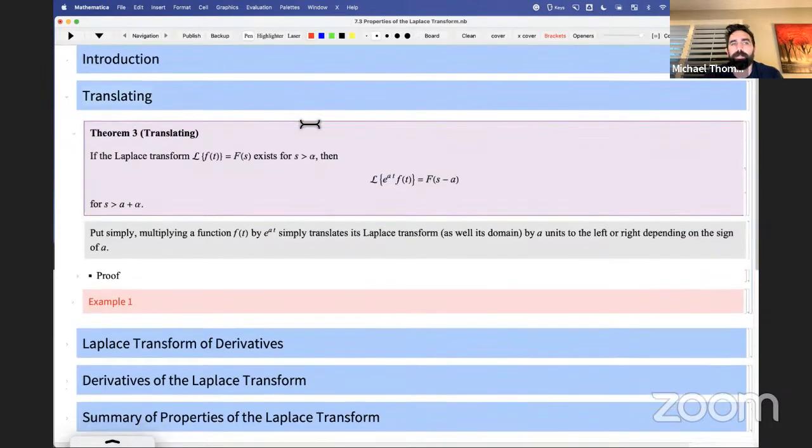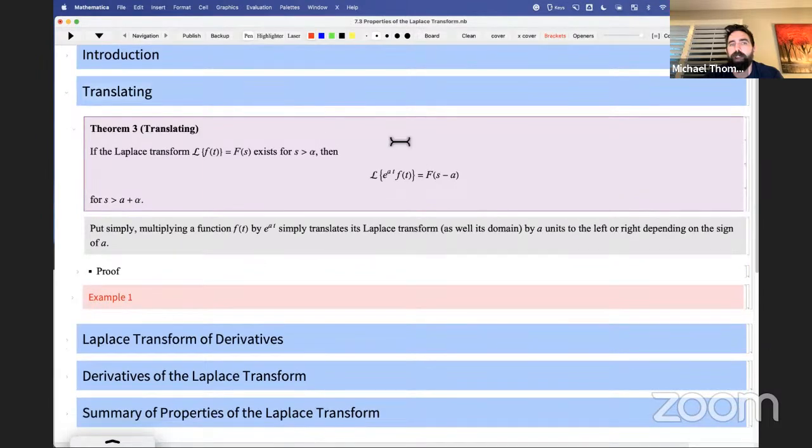All right, so let's start with this one. Let's say that you have a function f, and let's say that you know the Laplace transform of f. Let's say you figure that out by definition, or it's in the table already, and let's say it exists for s greater than some alpha. Well, it turns out that if you want to take the Laplace transform of f multiplied by e to the at, what you'll end up getting is a translation or a shift of the transform without the e to the at.